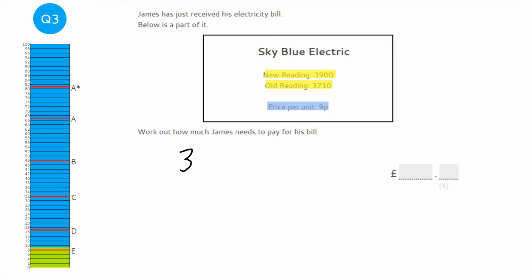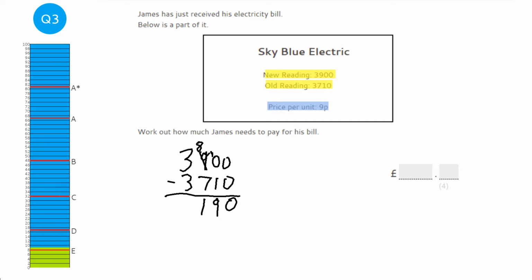So we do 3,900 and we take away 3,710. This is non-calculator, so we have to do this without a calculator. So 0 take away 0 is going to be 0. Now you can't do 0 take away 1, so you're going to have to nick 1 off that 9, so that 9 turns into an 8. We carry 1 over, so we do 10 take away 1, which is 9. Okay, 8 take away 7, which is 1, and then 3 take away 3 is nothing. So he's used 190 units.